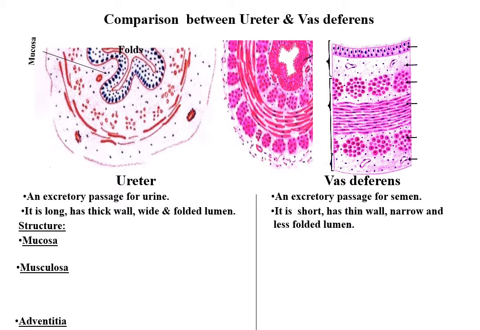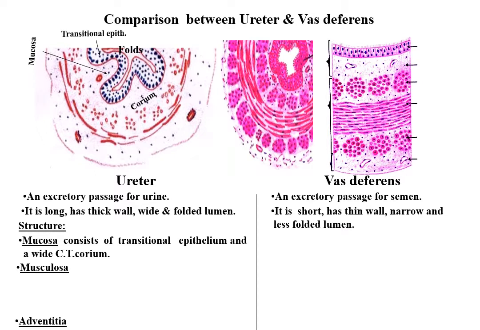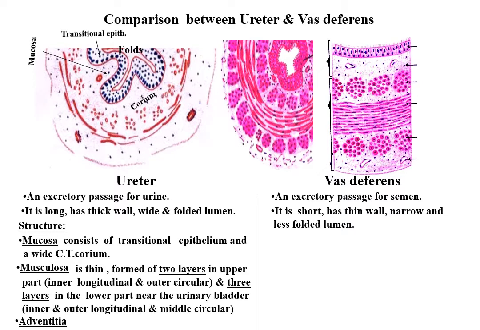Mucosa consists of transitional epithelium and a wide connective tissue corium. Musculosa is thin, formed of two layers in the upper part, inner longitudinal and outer circular, and is composed of three layers in the lower part, near the urinary bladder, inner and outer longitudinal and middle circular.